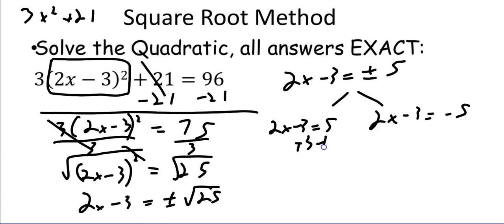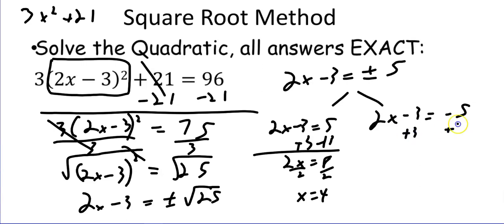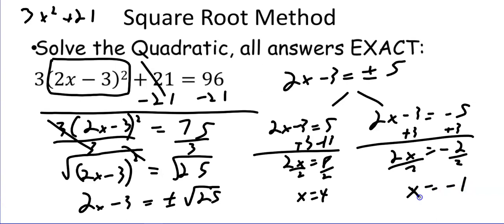So we're going to add 3 to both sides. That's going to be 2x equals 8. Divide by 2, x equals 4. There's our first answer. We're going to add 3 here. All right. That's going to give me 2x equals, this time, negative 2. And then we divide by 2. I'm going to get x equals negative 1. And there are my 2 answers.